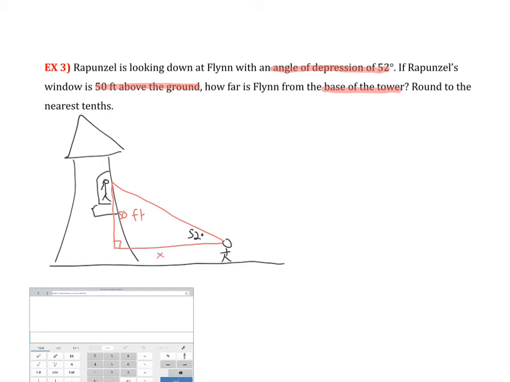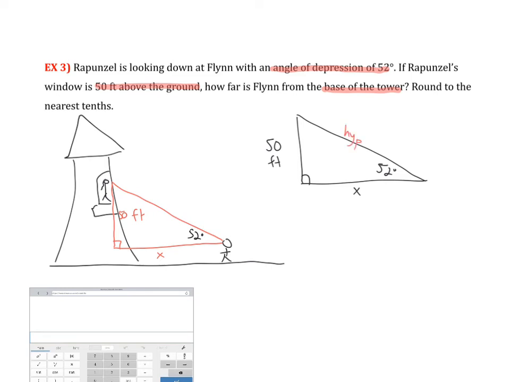Now, I'm going to quickly redraw our triangle so that it's a little bit easier to see and so that we can get some labeling inside. Here's the right angle. This side over here is 50 feet. The angle of depression or elevation is 52 degrees here. And the side that we're solving for is X. To solve this triangle for X, we need to use a trig ratio. Which trig ratio all depends on which 2 sides we are given and which side we are solving for.